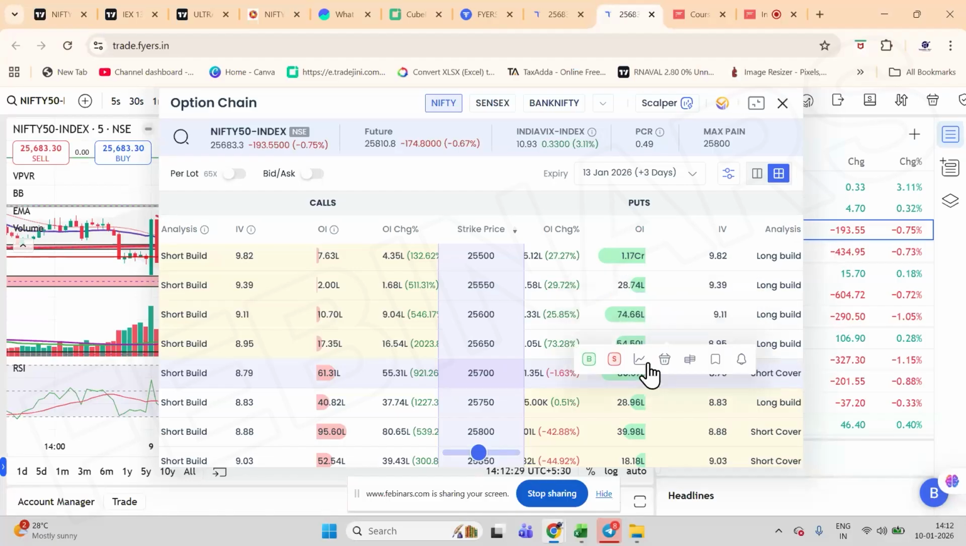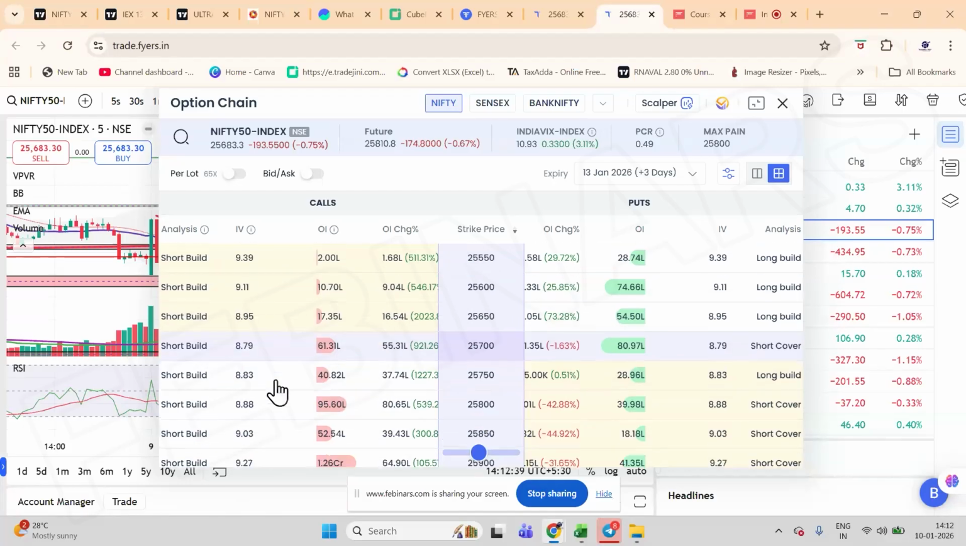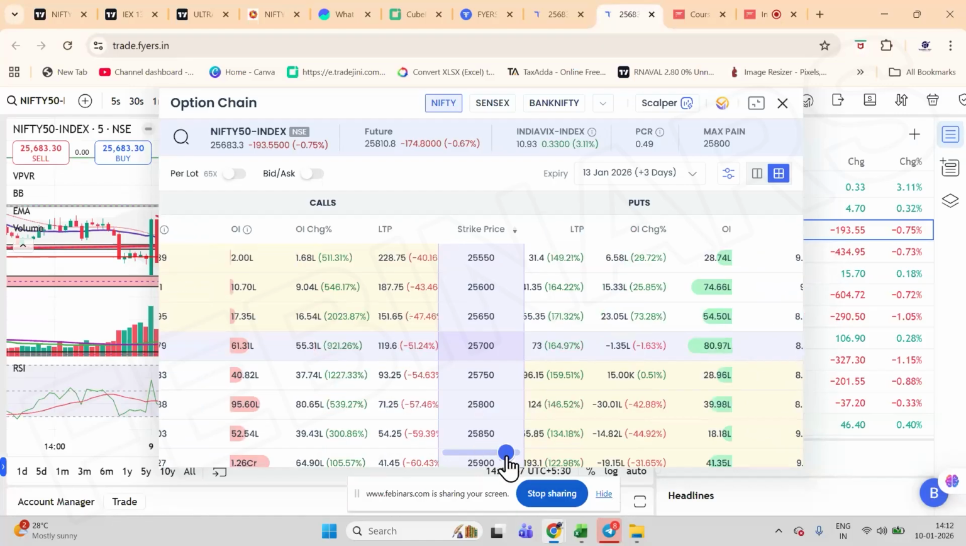25,650 long build up is seen. 25,600 long build up is seen. So shorts have been built at 25,800. The major short build up in the call option. The 25,800 call option is trading around 71.